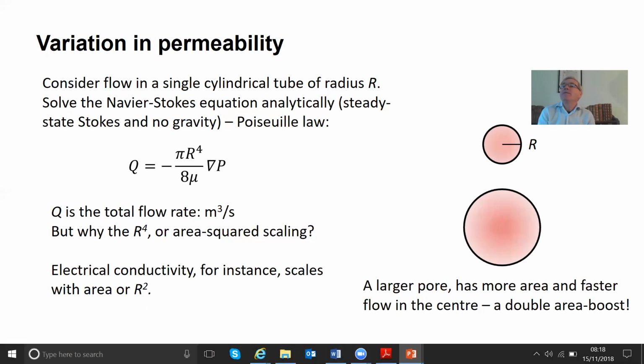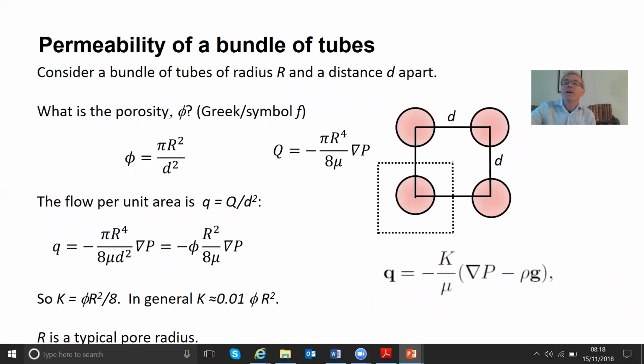So what you find here is that the average velocity is proportional to area. And of course, you have a bigger area. So you have an area squared scaling, essentially a double area boost. And that's very significant for fluid flow. So remember now, if I have a larger tube, it's not just larger so it carries more flow, but the speeds within it are higher. And that's going to be quite significant in what we're going to talk about later.